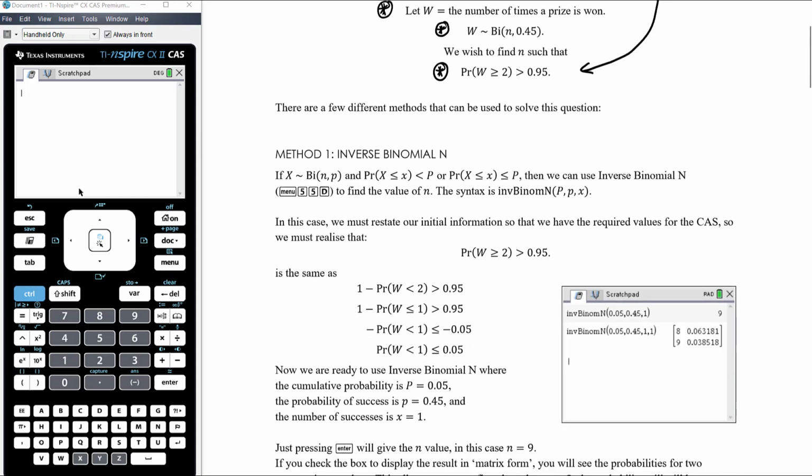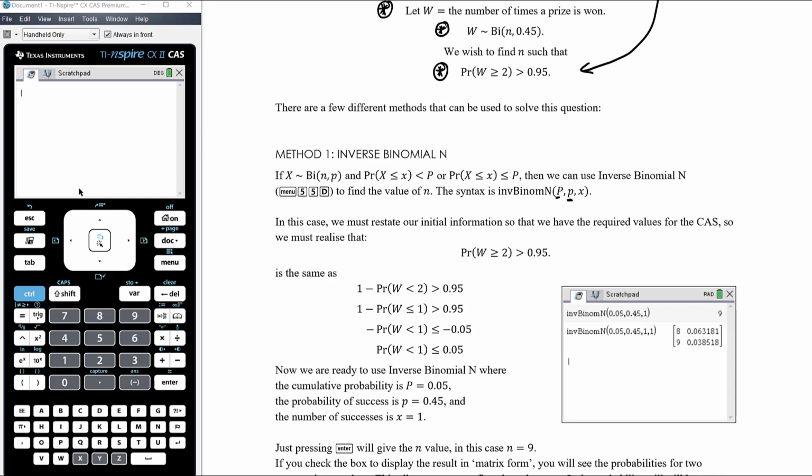Okay, so the first is to use the inbuilt CAS function that's called inverse binomial n. So this is specifically designed for finding n. Okay, so generally speaking, if x is a binomial variable with n and p as the parameters, and the probability that x is less than or equal to a value is less than capital P, we use inverse binomial n, and we include capital P, which is the probability that we want to be less than or equal to, lowercase p, which is the probability of a success at each individual trial, and x, which is essentially the number of successes that we want.